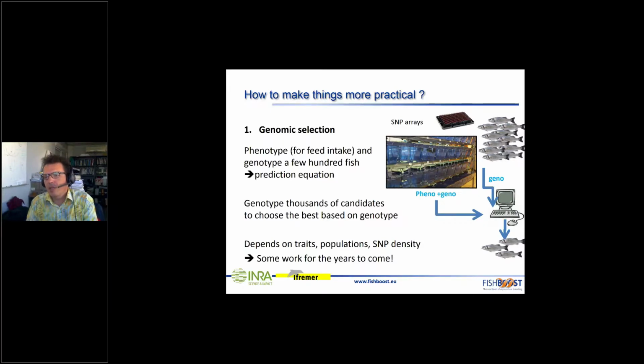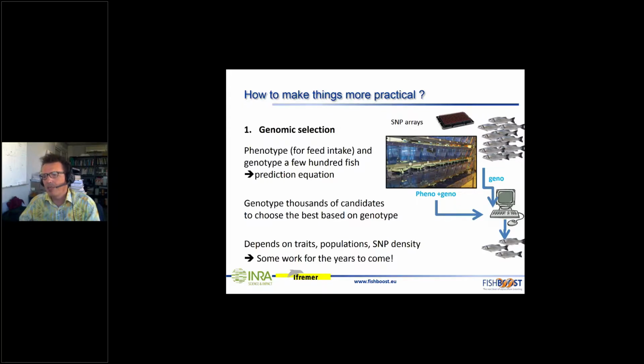What is the advantage of genomic selection? In traditional selection, and especially individual selection, you have to measure the candidates to selection for the trait you are interested in. You sort them and you take the best ones based on their breeding value. In genomic selection, you can use a certain amount of fish which are at the same time phenotyped and genotyped with many genetic markers, typically SNPs. And with this, you can establish a prediction equation.